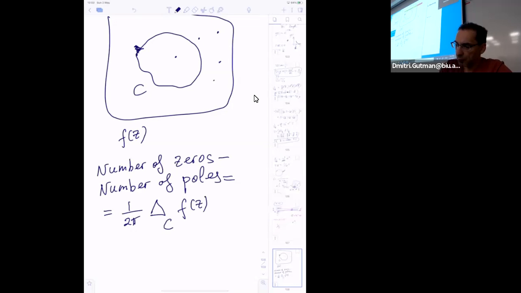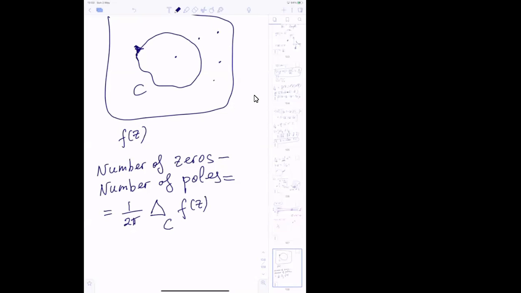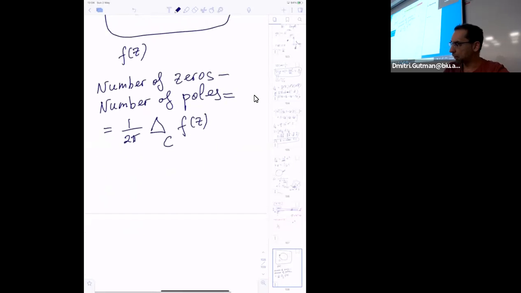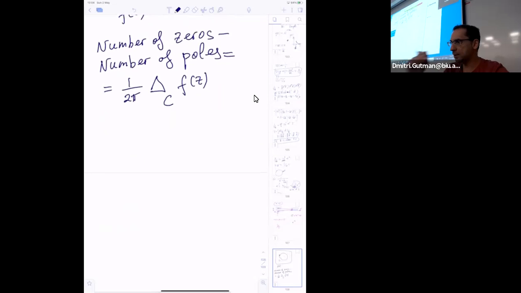So what it meant is that I take the contour C, I perform one loop along this contour and compute the change of the argument of the function f of z, and this will be precisely equal to the number of zeros of this function inside this contour minus the number of poles. So this was a reminder of this theorem that we discussed last time. And today we're going to build on this relation.